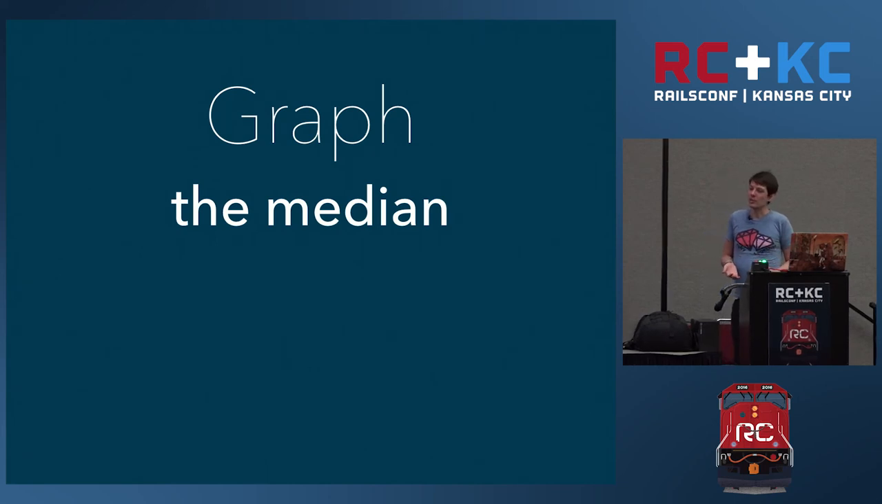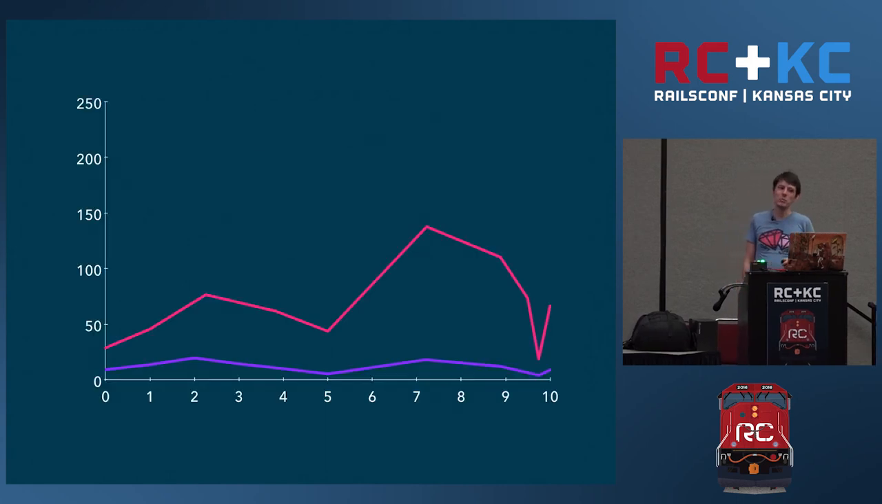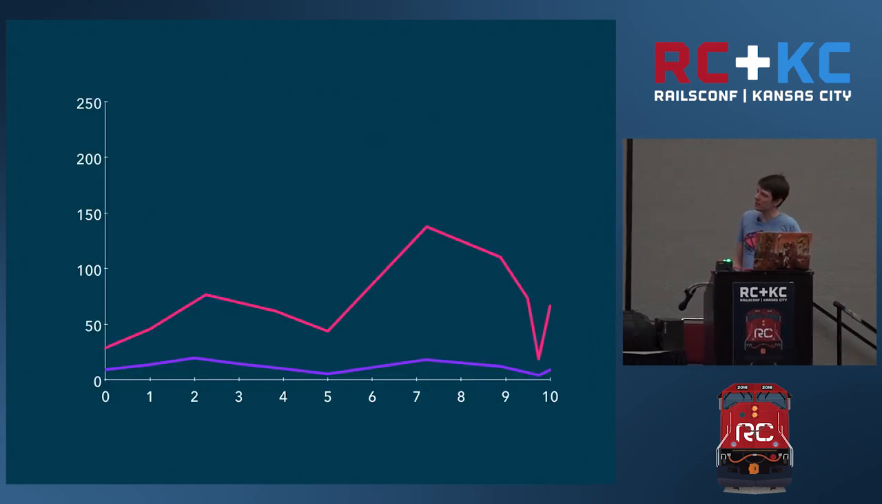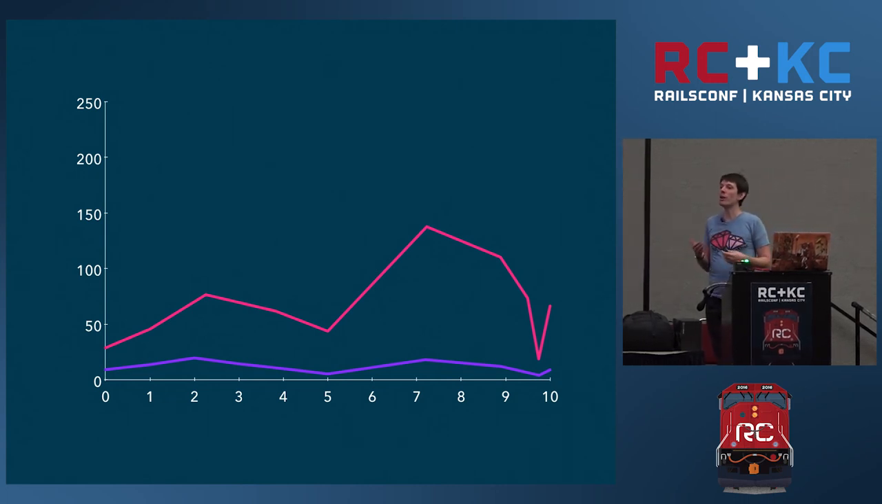One way to get around this is to graph the median rather than the average. The median is the number that was bigger than half of the numbers and smaller than half of the numbers. The great thing about the median is that you are sure that it actually happened, right? The average may or may not have ever actually happened, but the median definitely happened. And so if we add the median to this graph, you can see on the purple line, we now actually know more information than we did before.